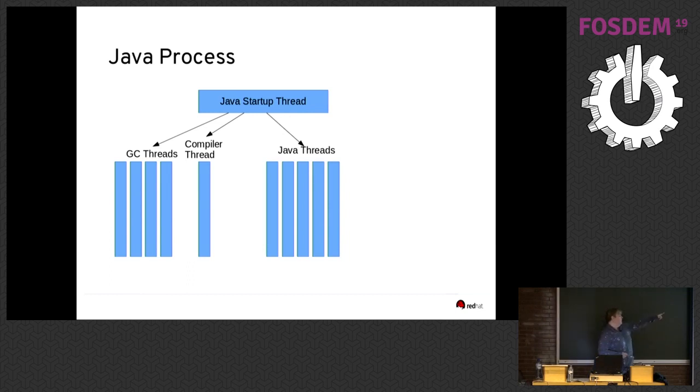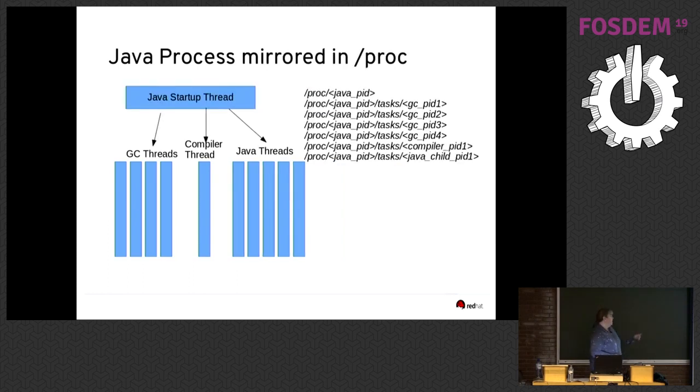At some point in time, this is what your Java process looked like. It's changed since then, I think. But you had some GC threads, some compiler threads, some Java threads. I'm not going to talk about all those. All I'm going to say is that they are all mirrored in the /proc hierarchy. So anything I can do for the Java PID, I can do for all of the subPIDs. And that's the last time I'm going to talk about the subPIDs.